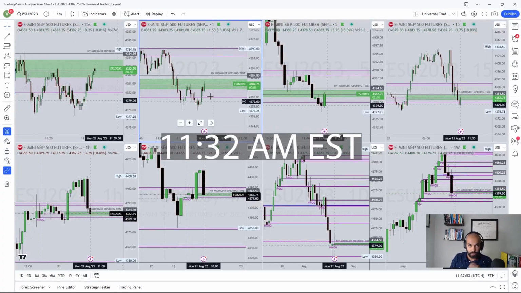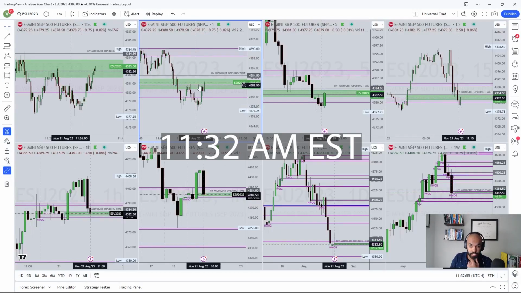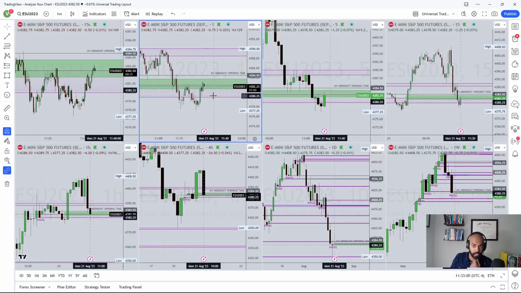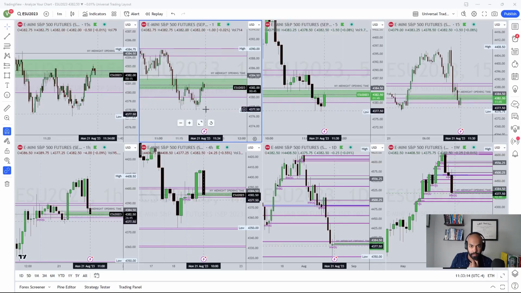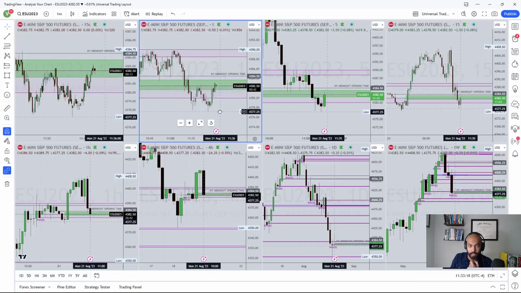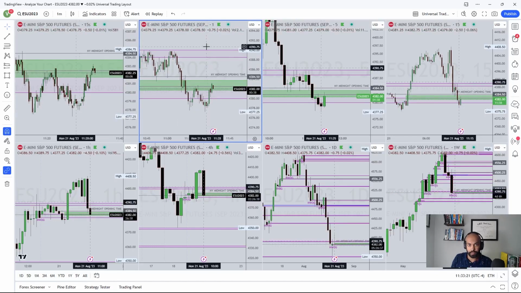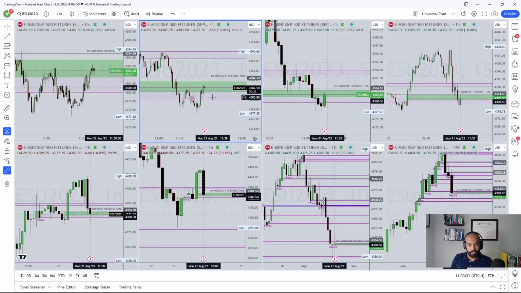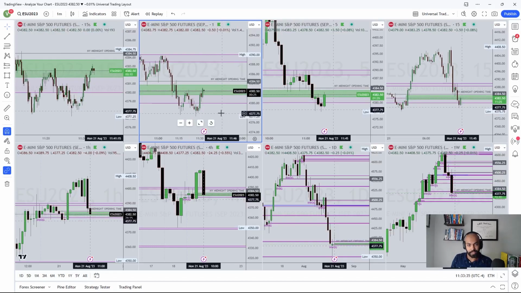Okay, looking at the 1 minute, looks like we broke structure right here. So I'm going to try to enter into this fair value gap right here, 43.80.25. Now that broke that, we'll see if I get long here. I'll put a stop right here. And then, I don't know, maybe I'm still bullish. Maybe I could target these. But we'll see if I even get filled on this fair value gap. This could just become a propulsion block, and maybe there's no fill. But we'll see what happens.